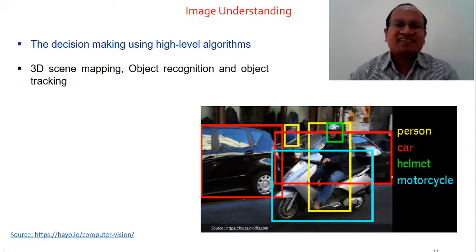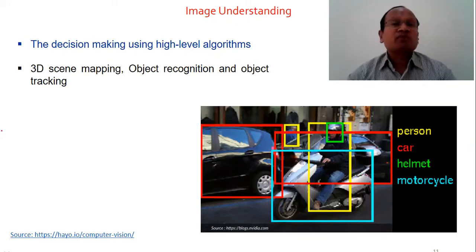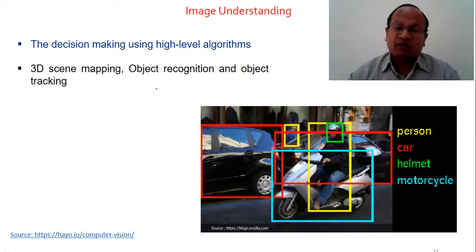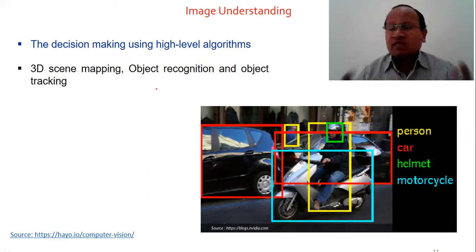This is the third stage, which actually uses AI, machine learning, and all the modern soft computing tools. The decision making uses high-level computer algorithms, 3D scene mapping, object recognition, and object tracking. If there is any scene where we want to track a certain object, the movement of a car, or of any object in a picture or a video, it's all possible by interpreting the images appropriately.